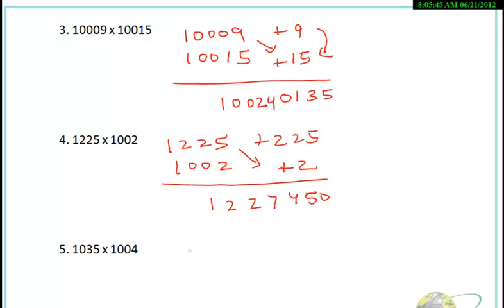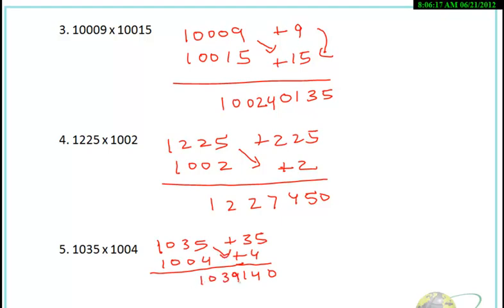Now let's multiply 1035 and 1004. It's plus 35. It's plus 4. 35 into 4: 35 into 2 is 70, and 70 into 2 is 140. With this multiplication, we want to have 3 digits and we are getting them, and 1035 plus 4 is 1039. So the very fast calculation.